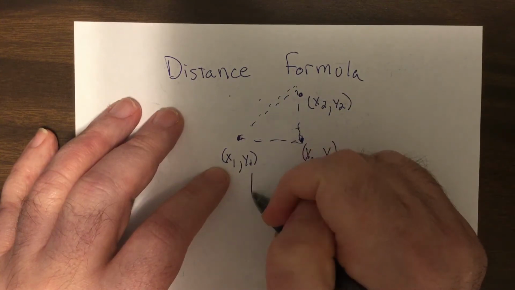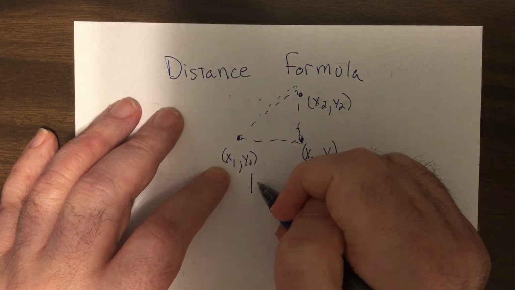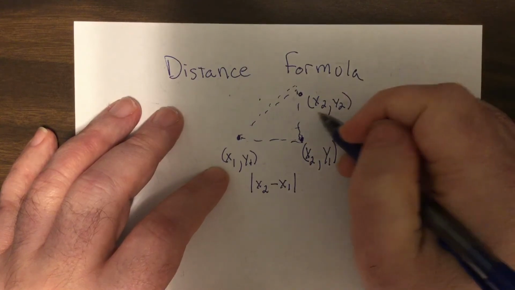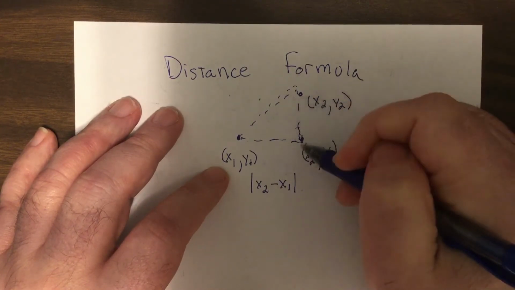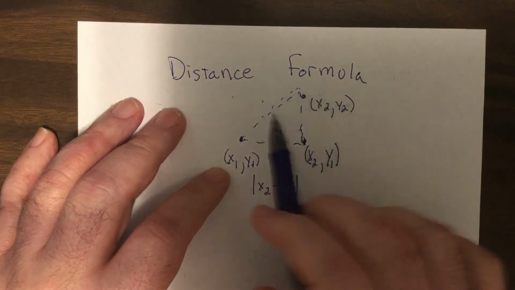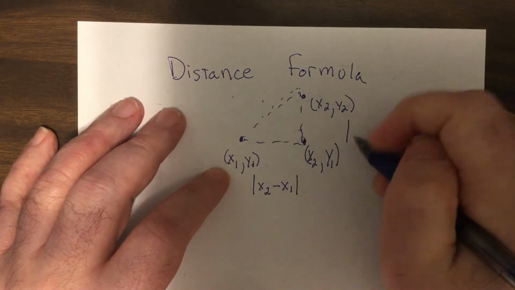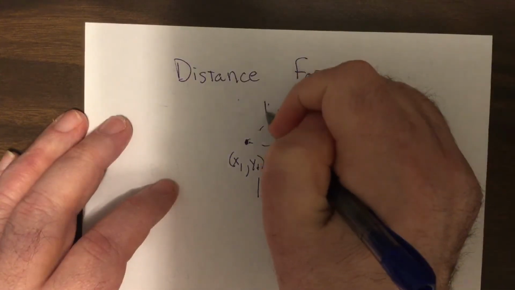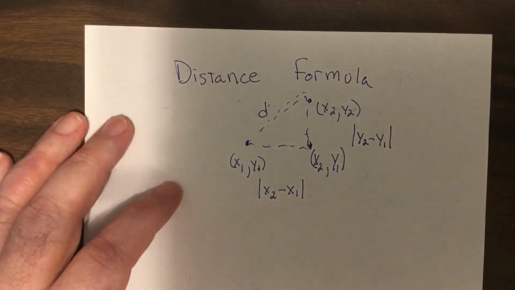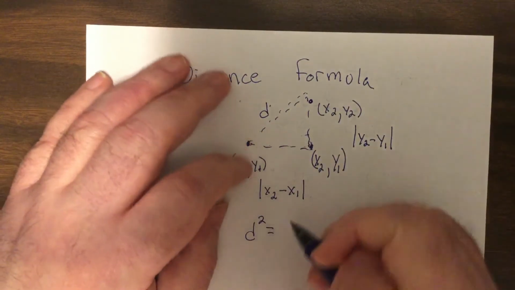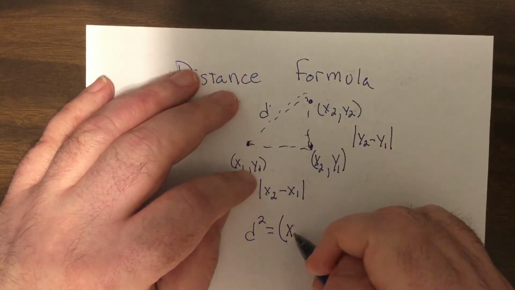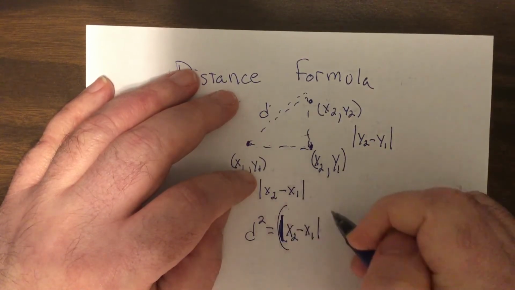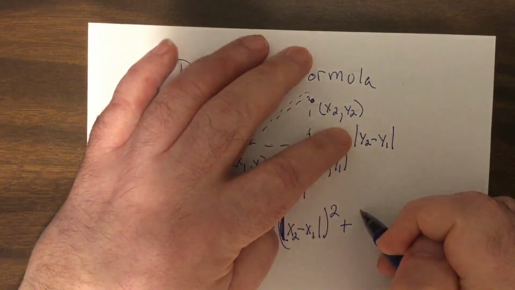So that would be, and I'm going to use absolute value, so order doesn't matter, x2 minus x1. The only thing you need to worry about here is up, down, because you're the same distance right and left, so that doesn't change. So that would be y2 minus y1. So we'll call this d for distance. Pythagoras says distance squared equals this squared plus this squared.